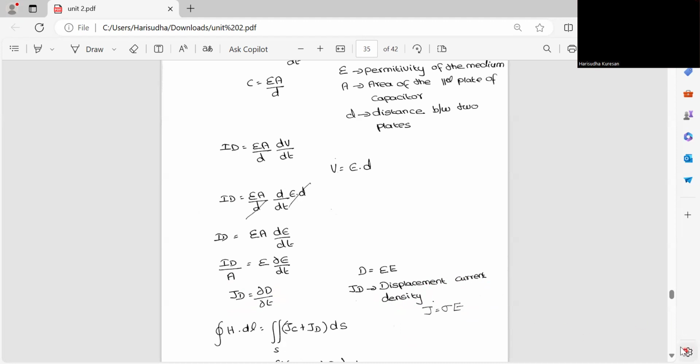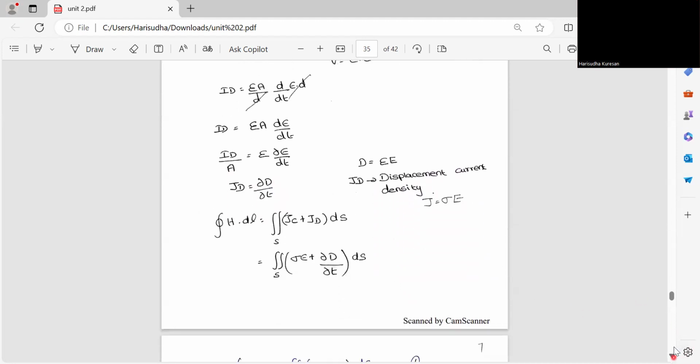Now, as we said in the beginning itself, the total current is the sum of the conduction current and the displacement current. Here JD represents ID by A, and epsilon and E are represented as D. That's why JD is equal to dou D by dou t, as I wrote.